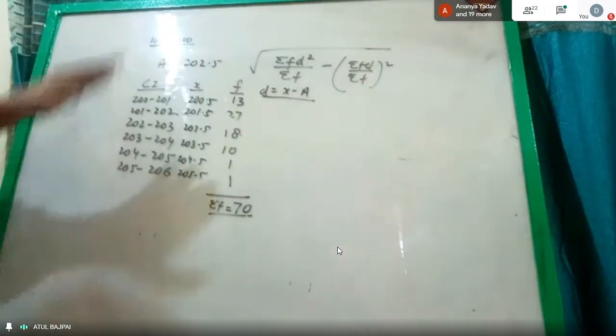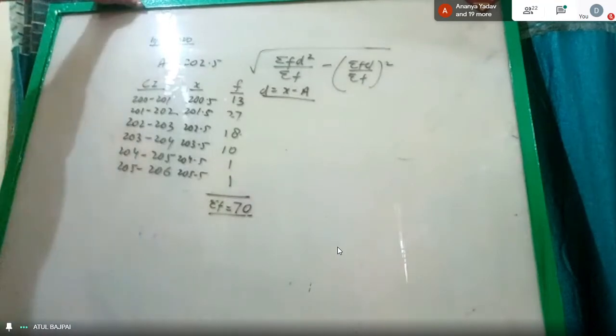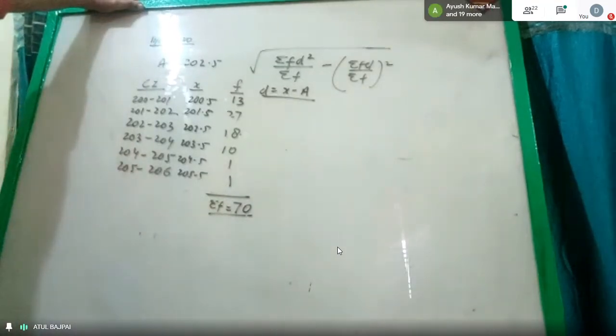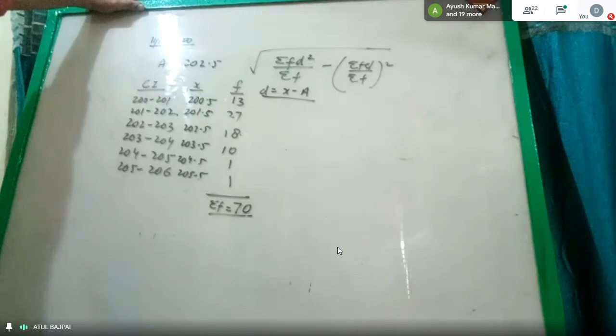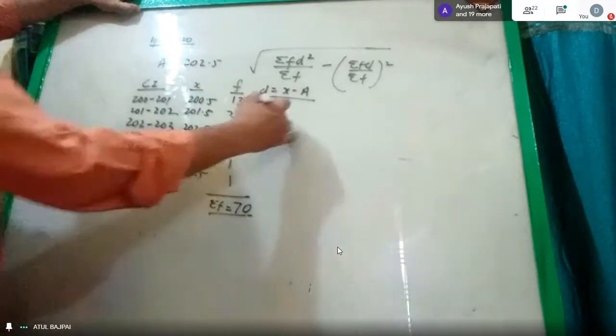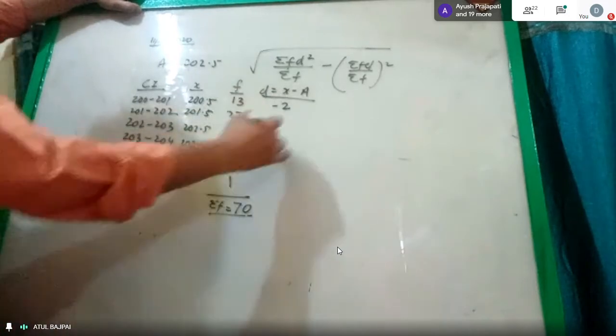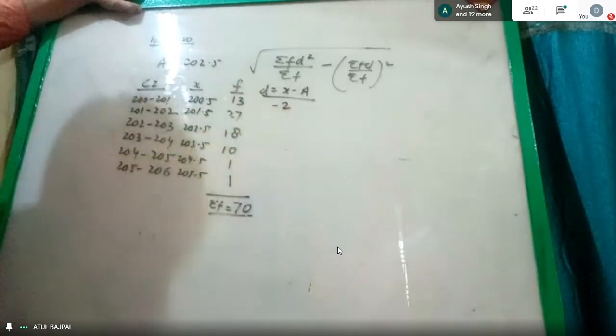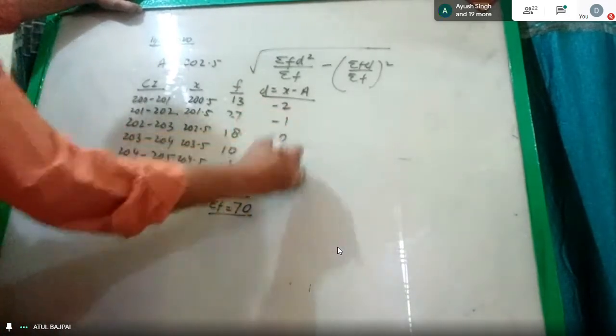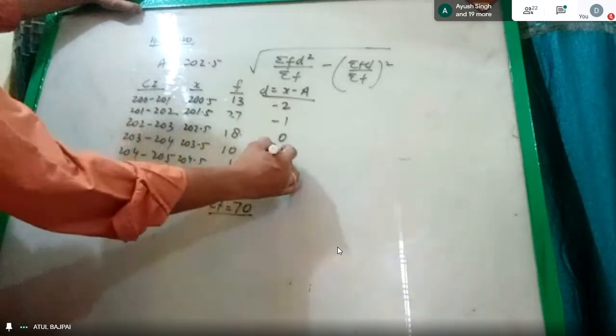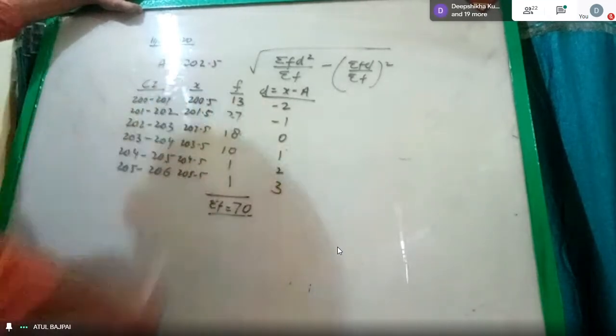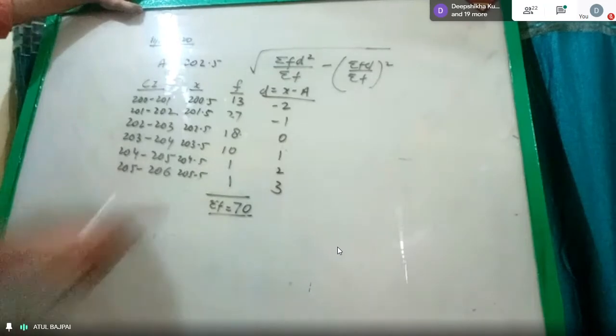Okay, so we save the time on finding the mean. Now, x minus a: 200.5 minus 202.5. No mod. The answers are -2, -1, 0, 1, 2, 3. Yes, sir. Now look at the formula.